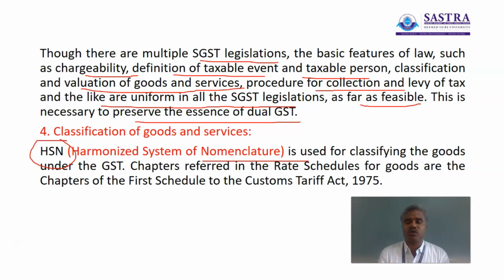Take for example sugar. There are so many varieties of sugar: white sugar, Kansari sugar, Karupatti sugar in Tamil. So there are so many varieties of sugar, and all goods have a different tax rate. So with the help of the HSN code, we have to classify and identify the tax rate.